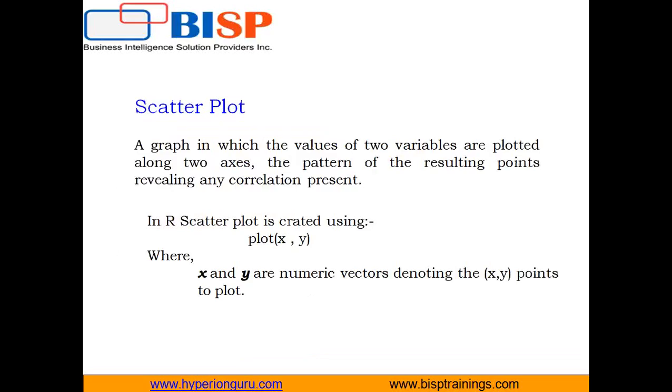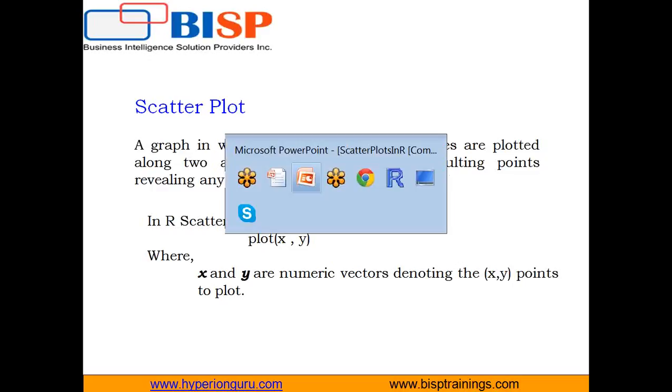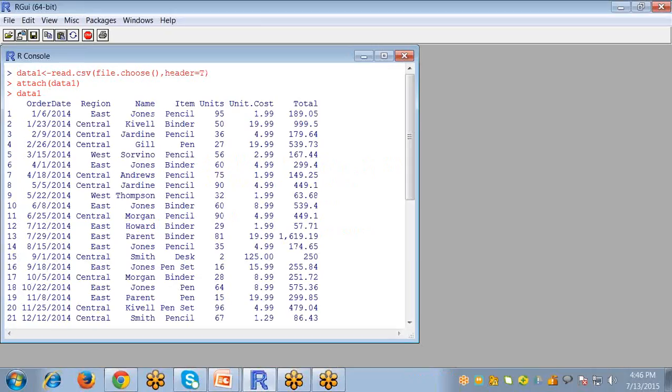So how do we create a scatter plot in R? The function plot is used to make a scatter plot in R, and it takes two arguments. First is the x-axis value and the second is the y value, and we use this scatter plot to examine the relationship between x and y. So let's begin with RStudio.